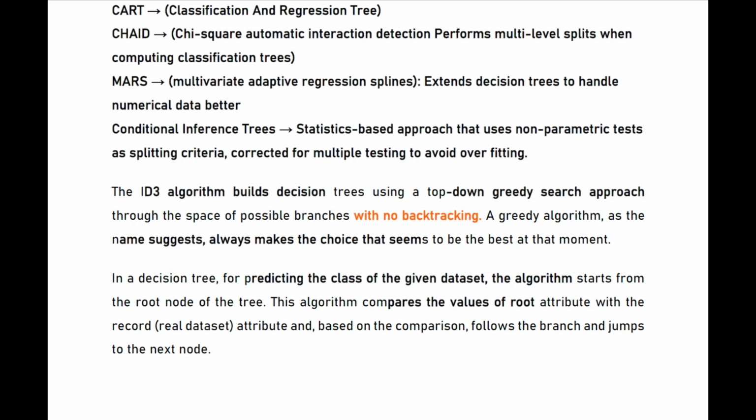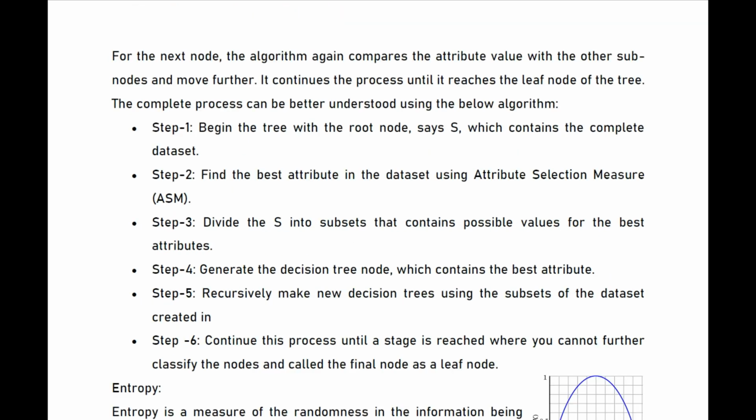The algorithm starts from the root node of the tree. The algorithm compares the value of the root attribute with the record attribute. Based on the comparison, it follows the branch and jumps to the next node. At the next node, the algorithm compares the attribute value with the sub nodes and moves further, going level by level.